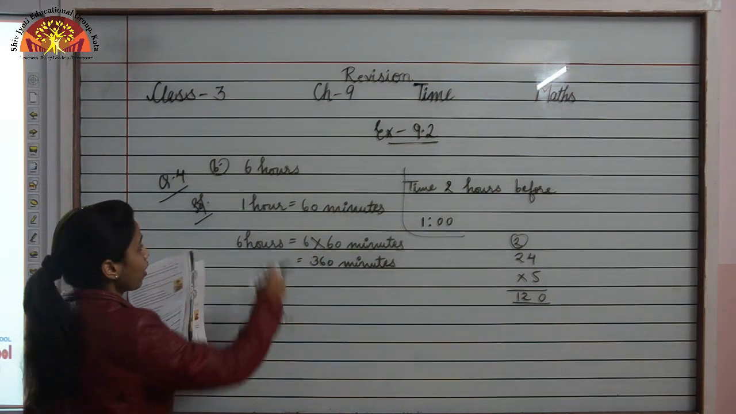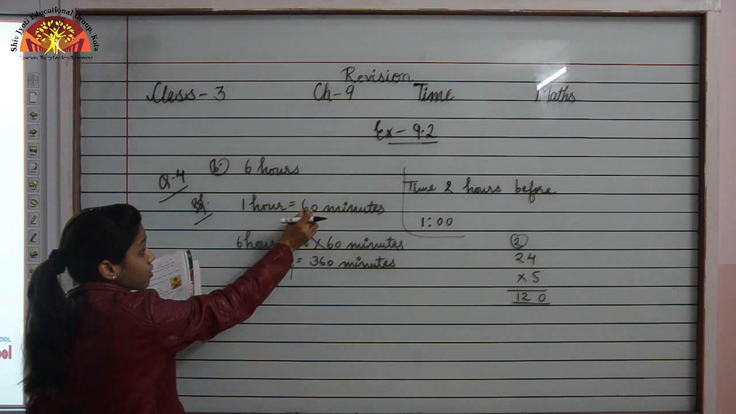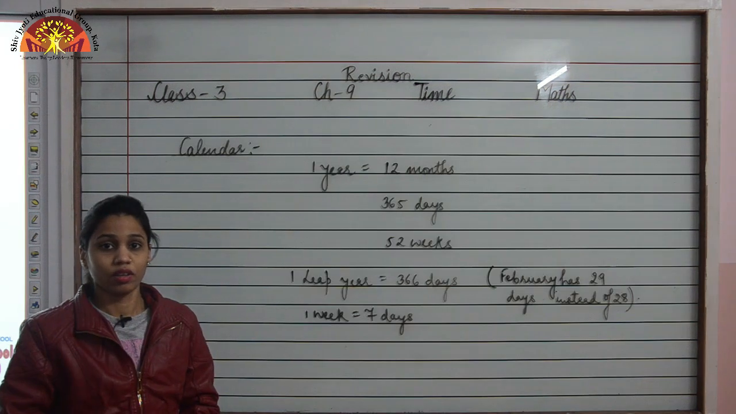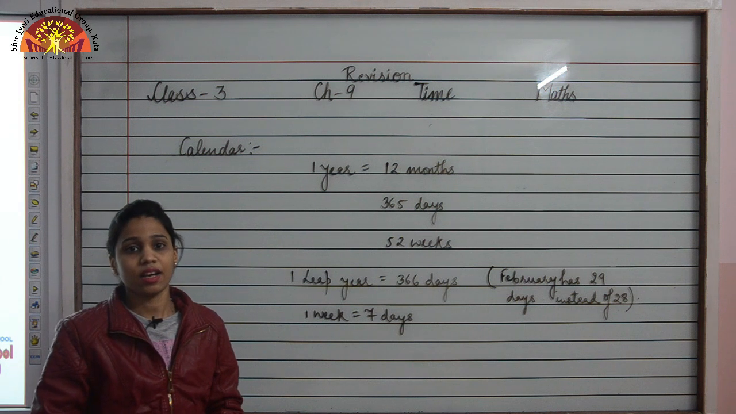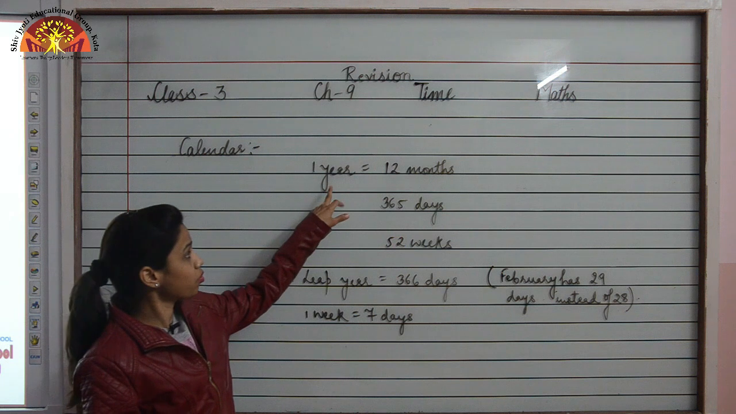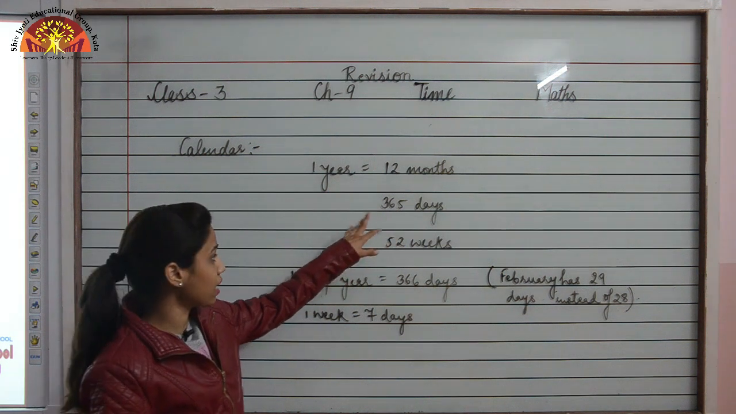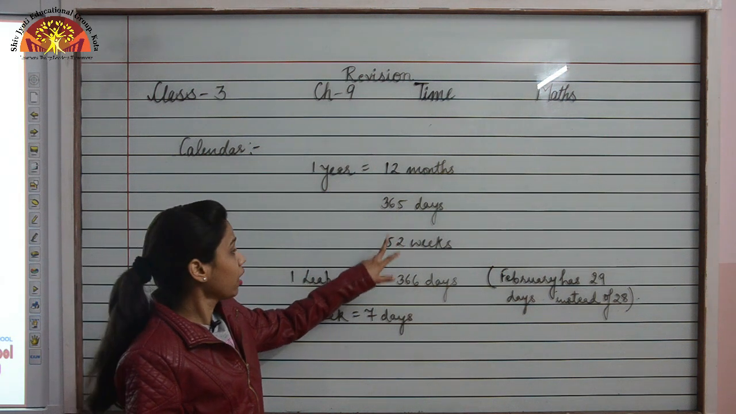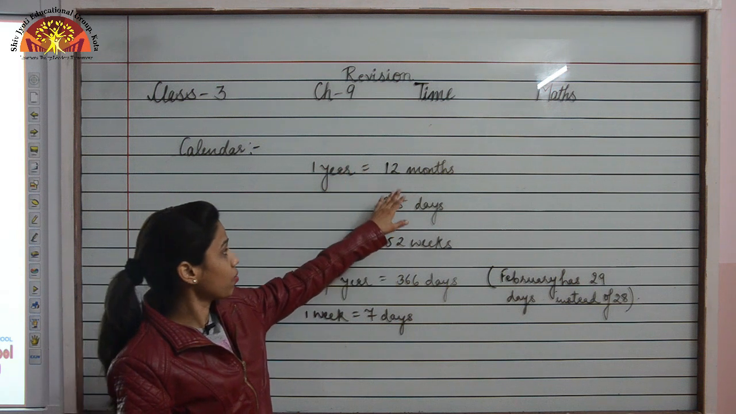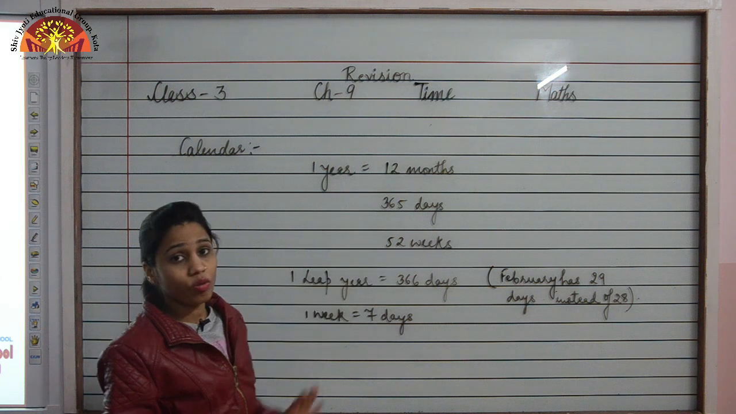What you have to do? You have to only multiply this 6 by 60 because 1 hour is equal to 60 minutes. Okay students, now let us take our another topic, that is calendar. Now as you all know, 1 year has 12 months, that is 365 days, 52 weeks. So if we talk about a year, it has 12 months, 365 days and 52 weeks.